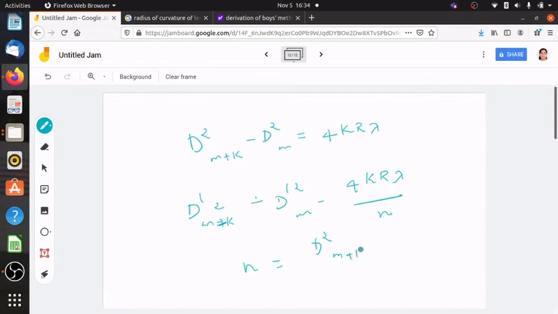So the refractive index of this liquid can be found out just by dividing these values, the difference in diameter values obtained without this liquid, and the diameter values obtained with the drop of liquid, whose refractive index has to be found out.